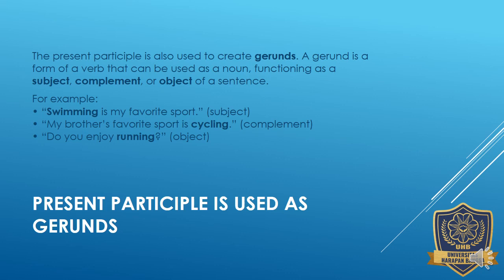Here, the gerund is the subject of the sentence. My brother's favorite sport is cycling. Cycling in this sentence is used as the complement of the sentence. Do you enjoy running? This is an object of the verb enjoy.